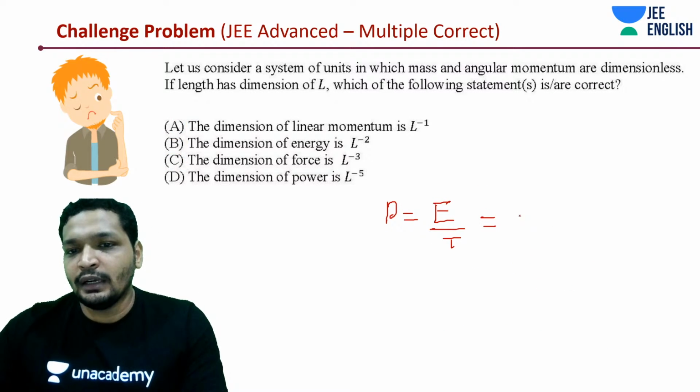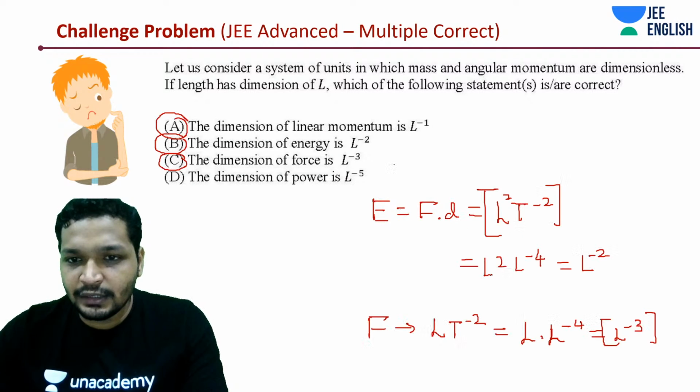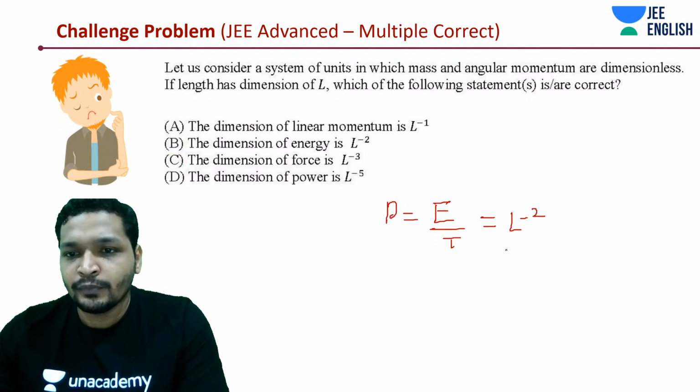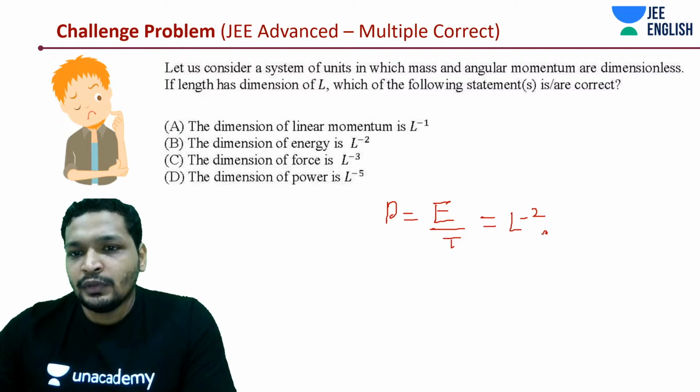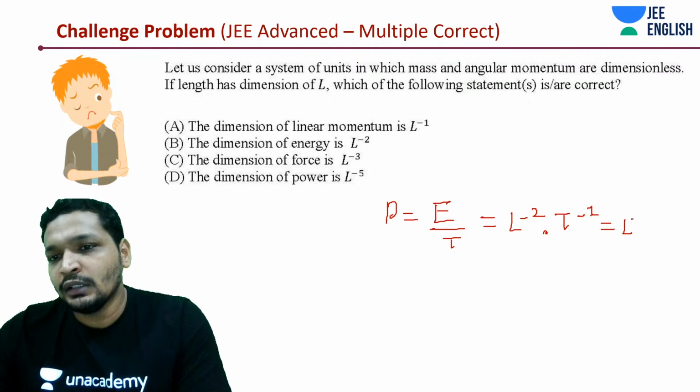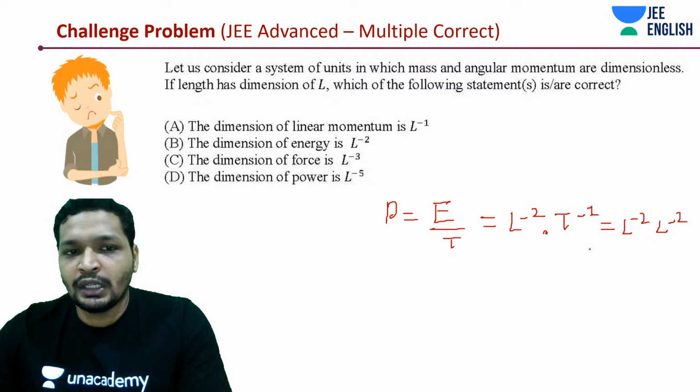L square, L to the power minus 2, I believe we did this correctly. This will also go wrong. Into time to the power minus 1. What is time? Time is L square. So D is false.